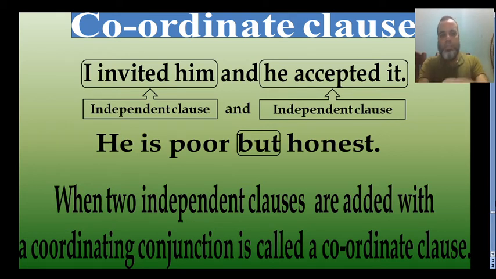Again, this is a principal clause. He accepted me, this is also a principal clause. These two principal clauses are joined with a conjunction, and. Whenever these two principal clauses are joined with a conjunction, it is called a coordinate clause. This full sentence is a coordinate clause.